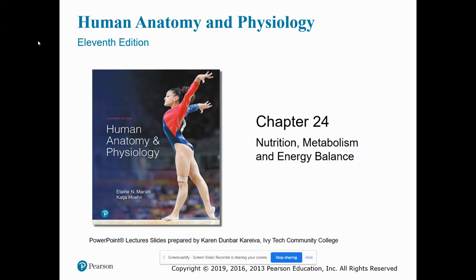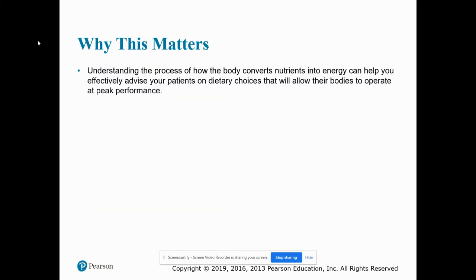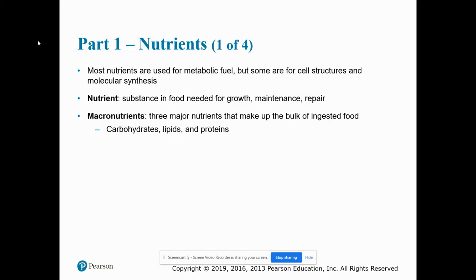This is chapter 24, and this chapter is on nutrition, metabolism, and energy balance, but this talk is going to focus on nutrition. So why this matters. Understanding the process of how the body converts nutrients into energy can help you effectively advise your patients on dietary choices that will allow their bodies to operate at peak performance.